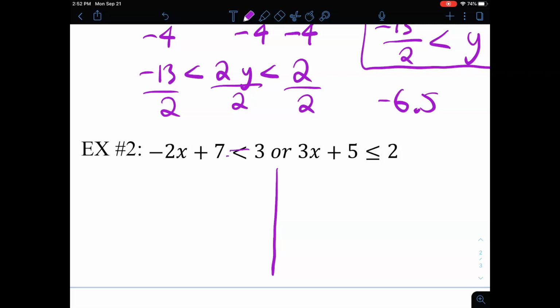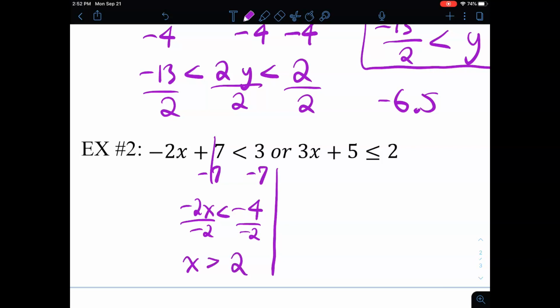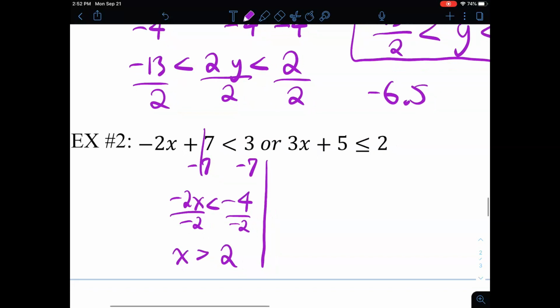So if we had 2x plus 7 equals 3, what would you do first? You would subtract 7. So now we're going to have negative 2x is less than what? Negative 4. Now what do we do? Divide by negative 2. Is there anything we need to be careful about when we divide by negative 2? We got to flip the inequality. I kind of gave it away. I already wrote it. But we need to flip the inequality when we multiply or divide by a negative number. Be very careful with that.